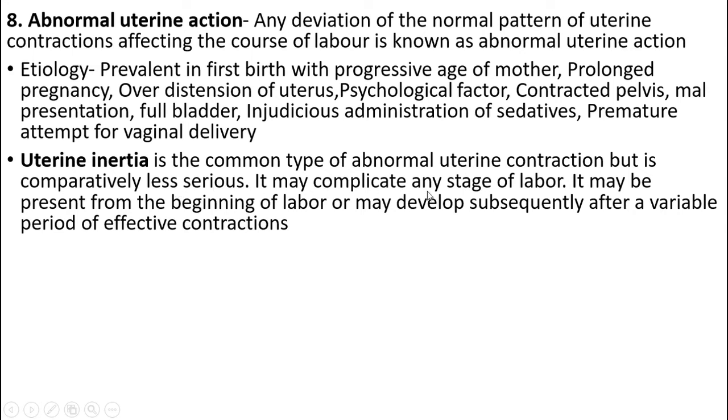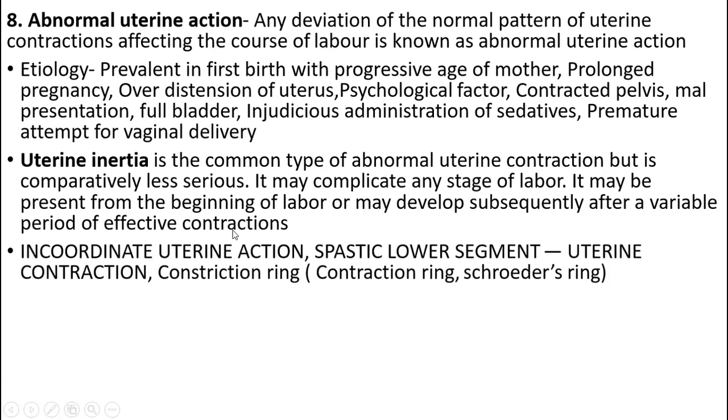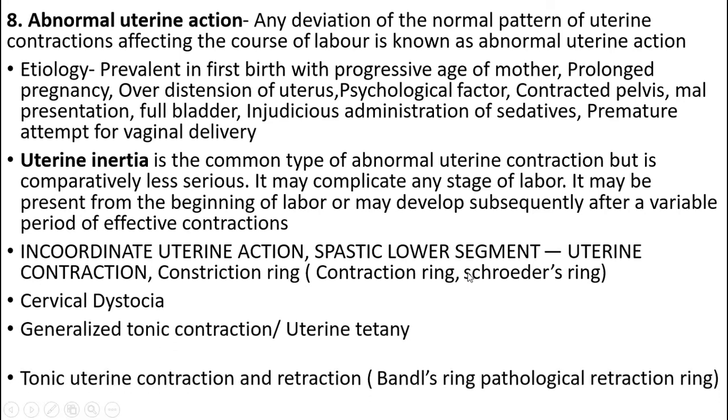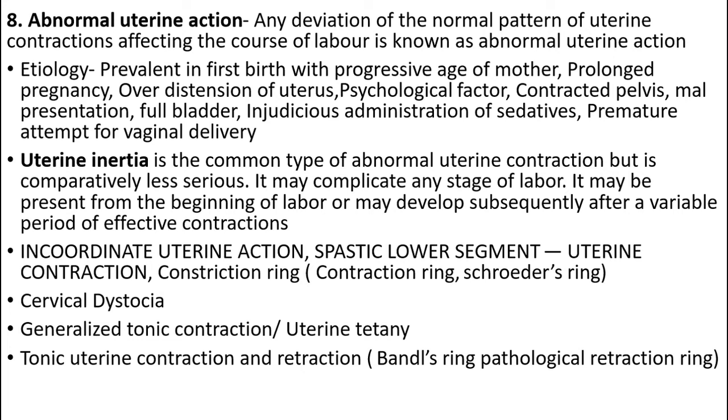It may complicate at any stage of labor. It may be present from the beginning of the labor or develop subsequently after a variable period of effective contractions. Others include incoordinate uterine action, spastic lower uterine segment, uterine contraction, constriction ring, otherwise known as contraction ring or Schroeder ring, then cervical dystocia, generalized tonic contractions or uterine tetany, tonic uterine contractions and retractions like Bandl's ring, also known as pathological retraction ring.